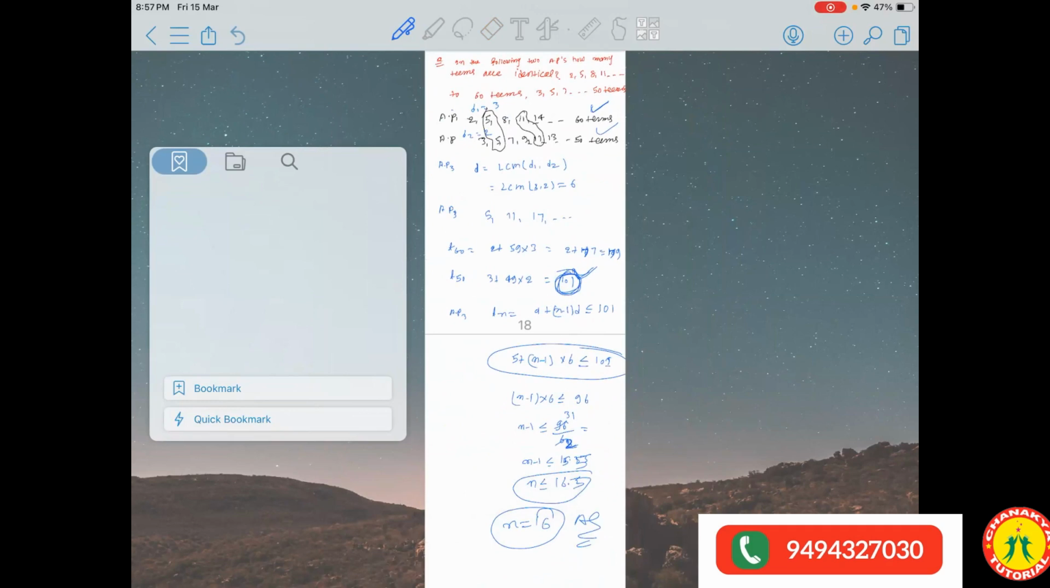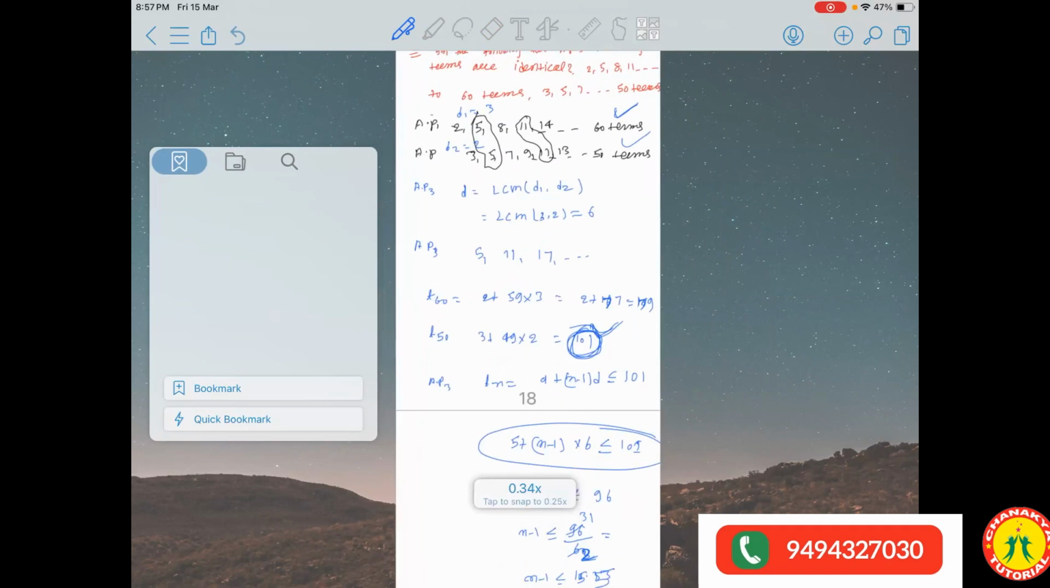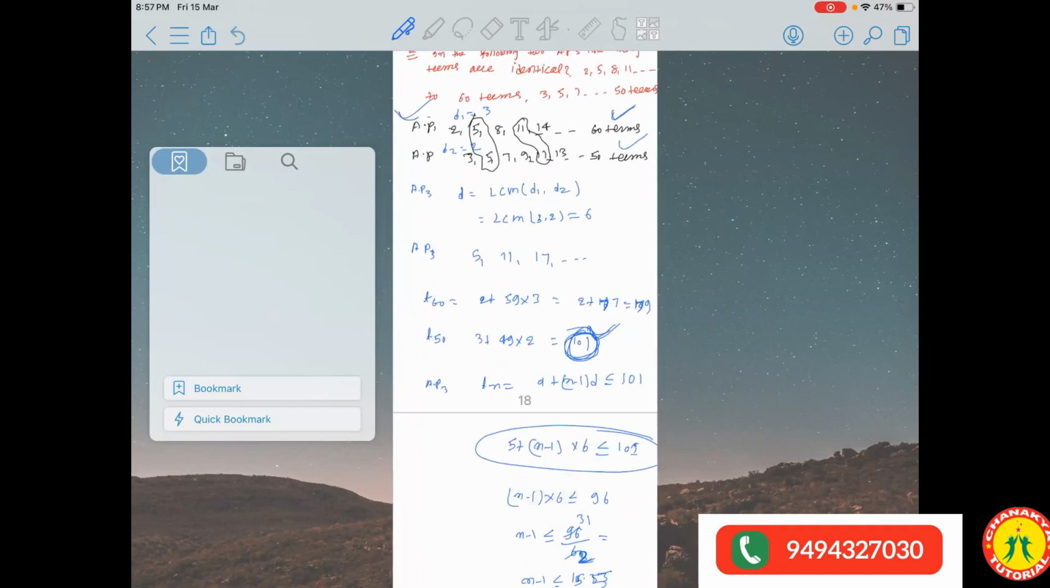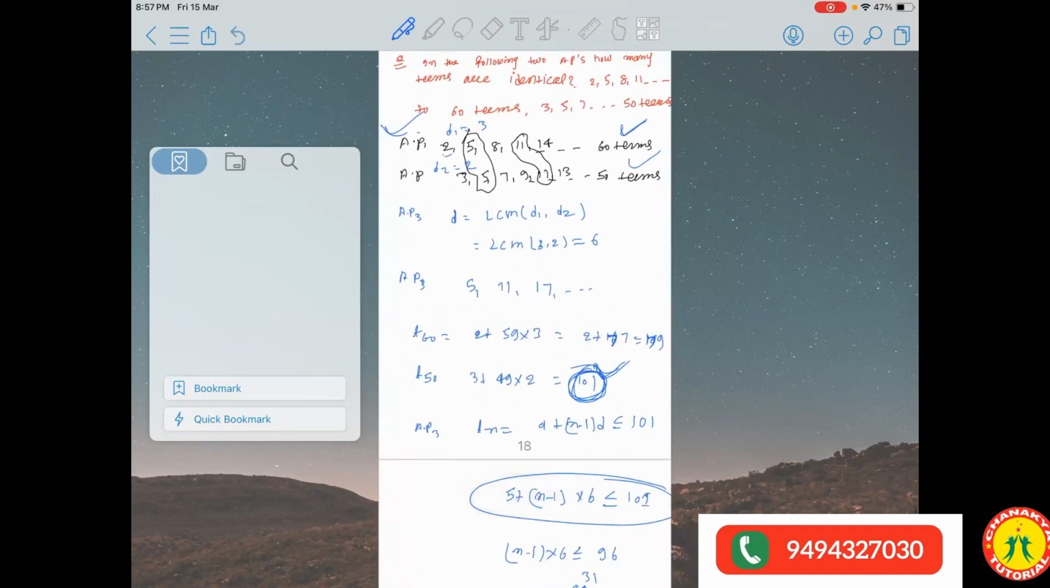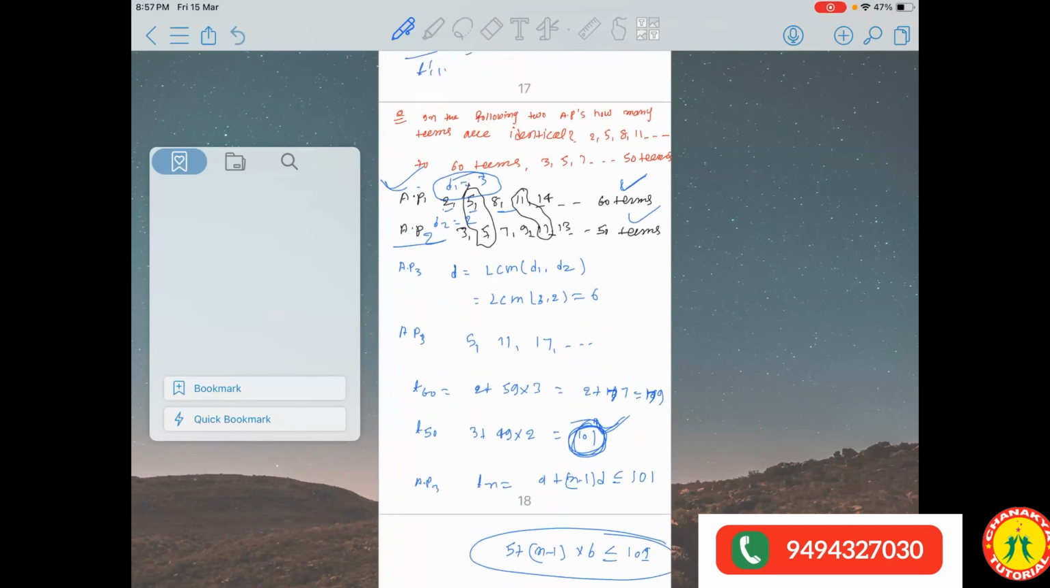Any doubt? This is the most common question in AP. First of all, see once again, AP1, the first term is A, 2, 5, 8. It means the common difference is 3. Second AP2, the common difference is 2. So the common terms, which are common in both APs, have a common difference of the LCM of D1 and D2, both APs. So 6. At first term you can observe 5 is the first common term.